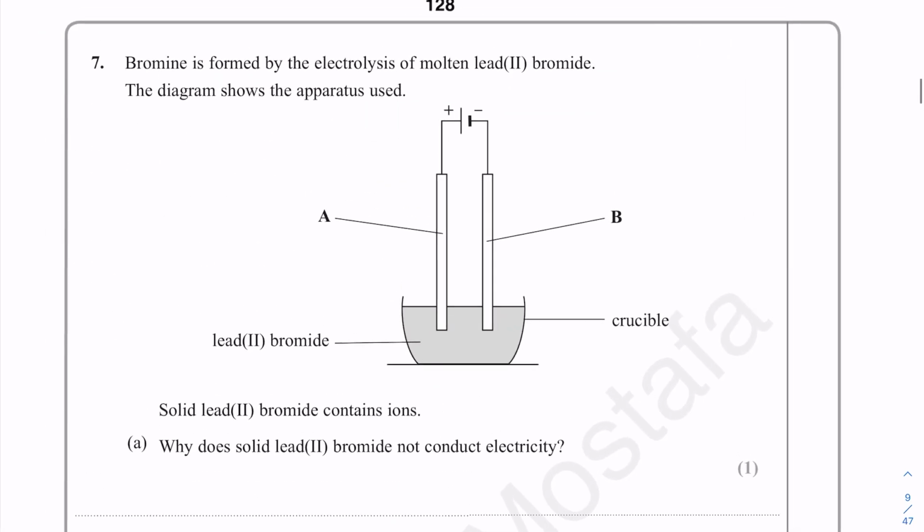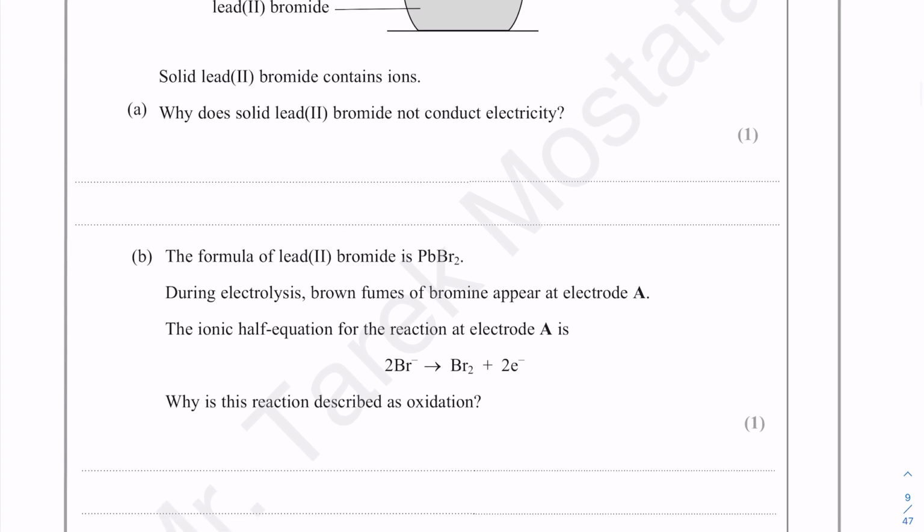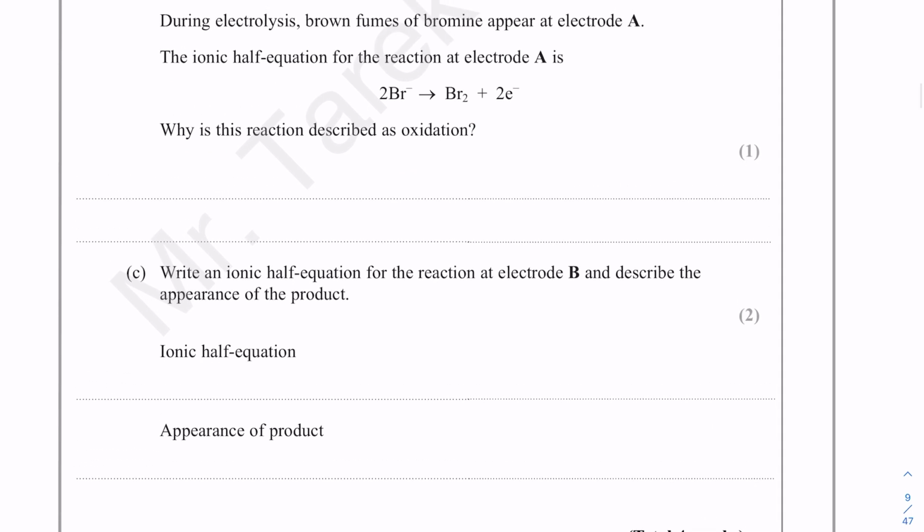Question 7. Bromine is formed by electrolysis of molten lead to bromide. The diagram shows the apparatus used. وراح مديني solid lead bromide contain ions. Why does solid lead to bromide doesn't conduct electricity? Ions are not free to move. The formula of lead to bromide is PbBr2.